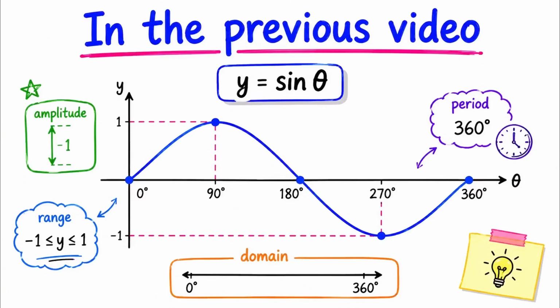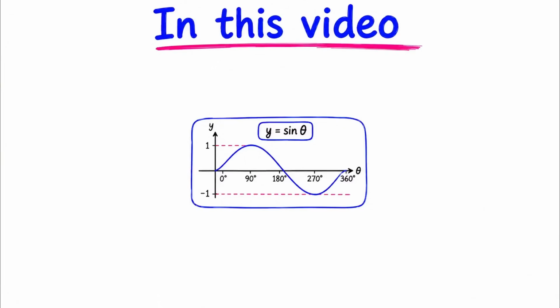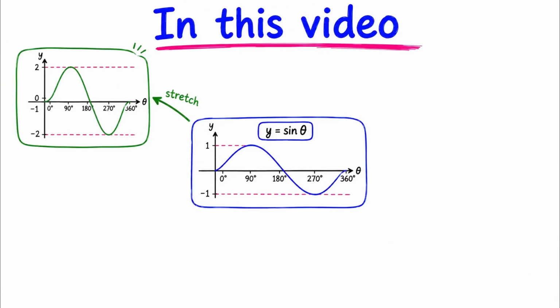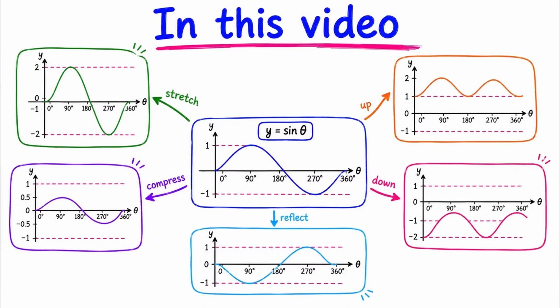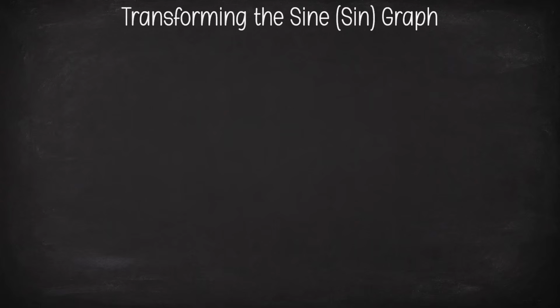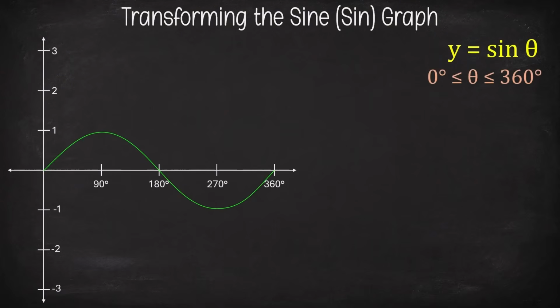In the previous video, we learned how to draw the basic sine graph and identify its important properties. In this video, we are going to take that basic graph and see what happens when we stretch it, compress it, reflect it, and move it up or down. Let's get started. The basic sine graph is y equals sin theta.